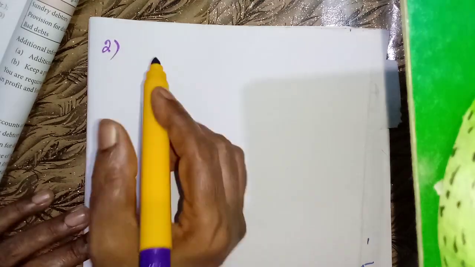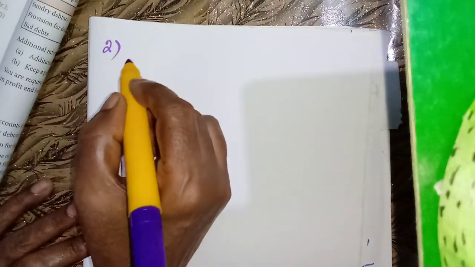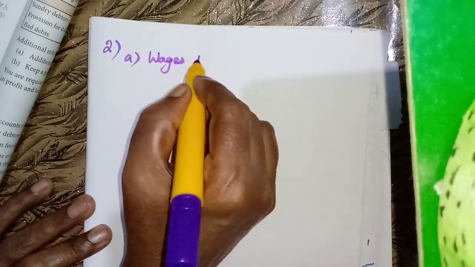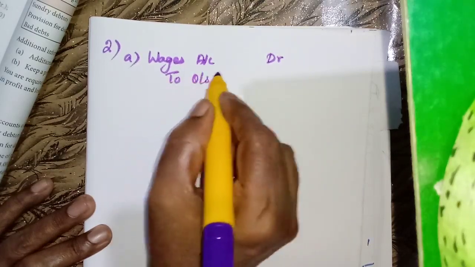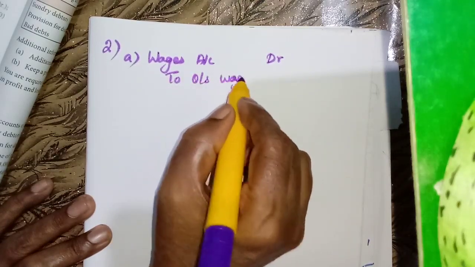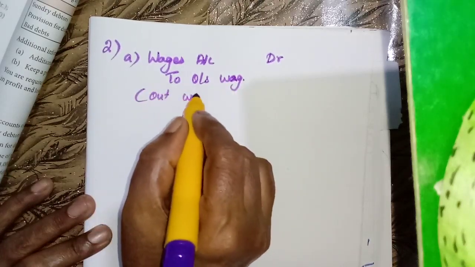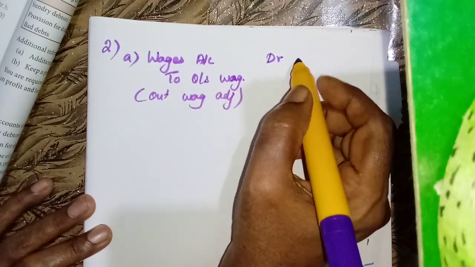Okay, then the next exercise also we will complete. Outstanding wages. So we know for outstanding wages, wages account should be debited to outstanding wages. Okay, outstanding wages adjusted, 5,000.